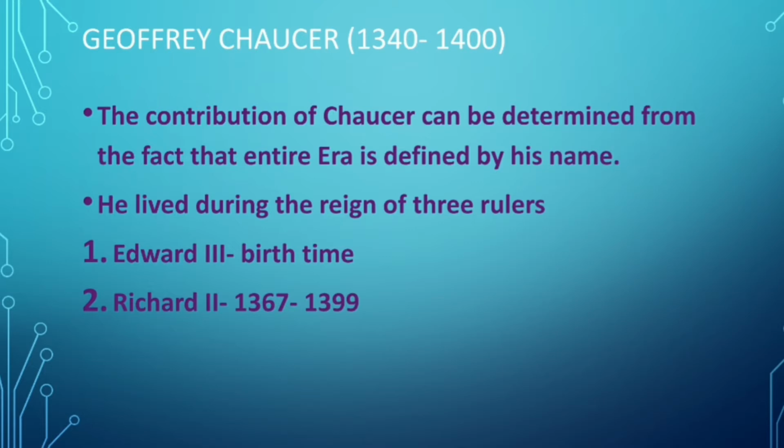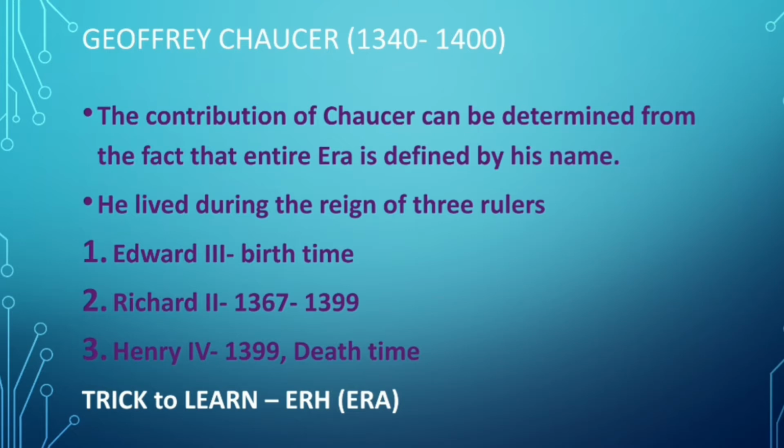So, he was born at the time of Edward III. And then he lived in the time period of Richard II, 1367 to 1399. And then we have Henry IV, 1399, and after that, in 1400, Chaucer died. Now, how are you going to learn the sequence? A very easy trick to learn is ERA. The last one is not A, but H. So you can learn the sequence as E-R-H, ERA.